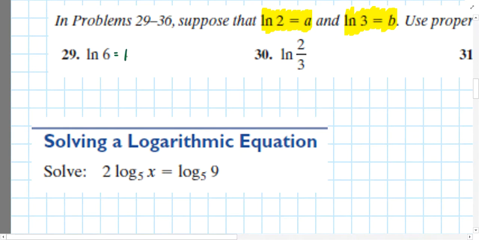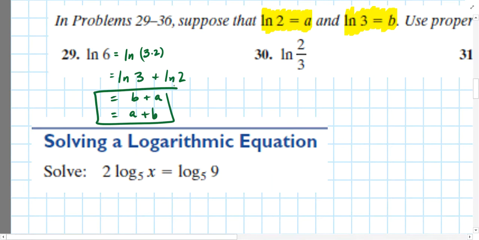For example, in number 29, if I say that the natural log of 6 is equal to the natural log of 3 times 2, if we recognize that, then we might also recognize that we can expand this to the natural log of 3 plus the natural log of 2. And we said that the natural log of 3 was b, and the natural log of 2 was a. And we could say that the natural log of 6 is equal to b plus a, or of course a plus b, because order doesn't matter with addition.